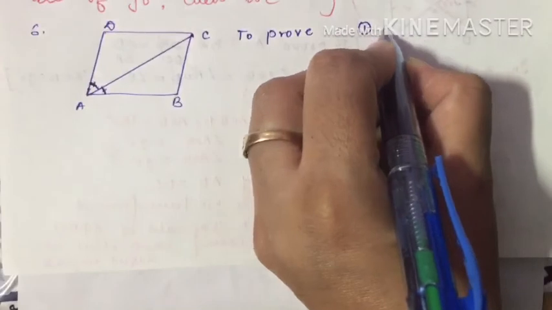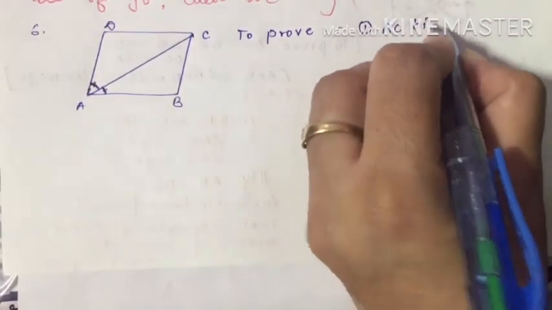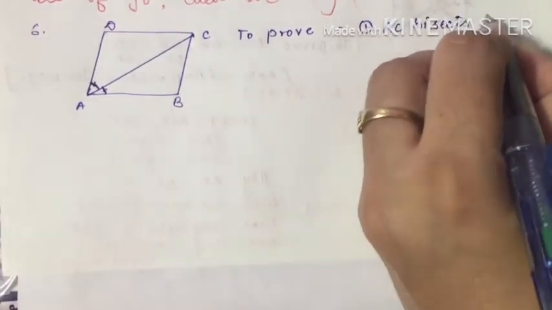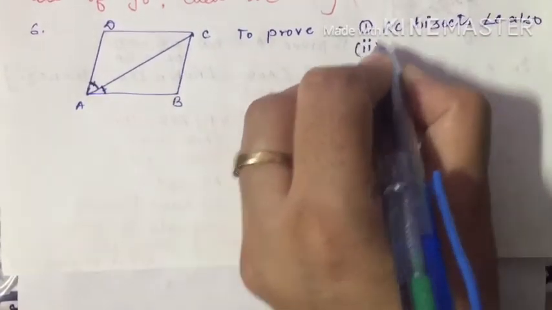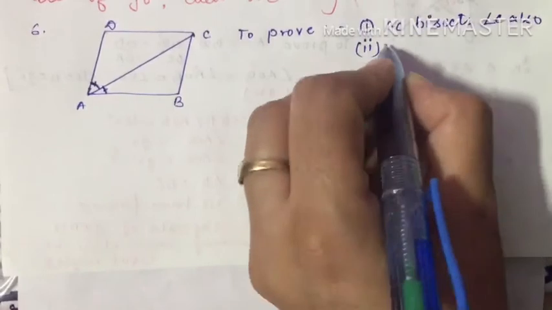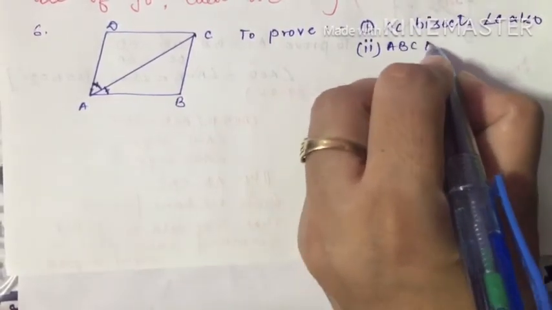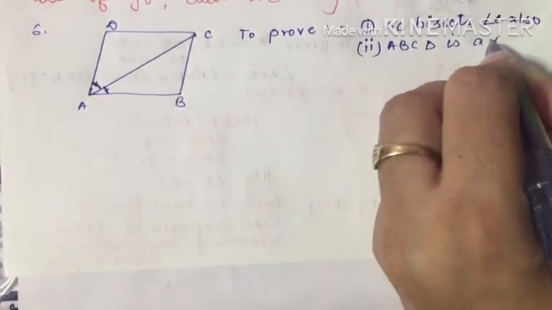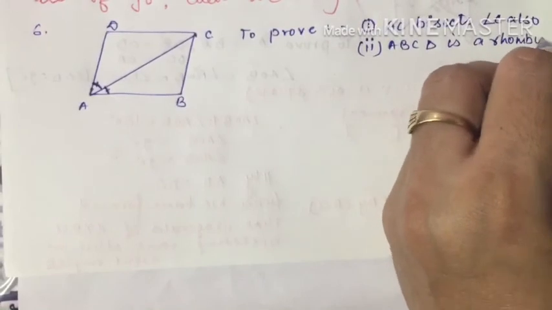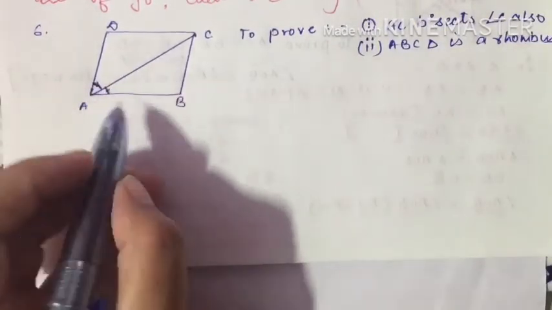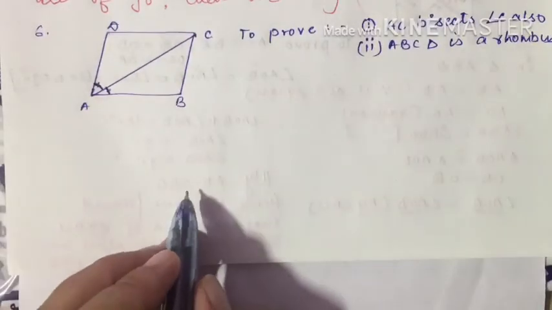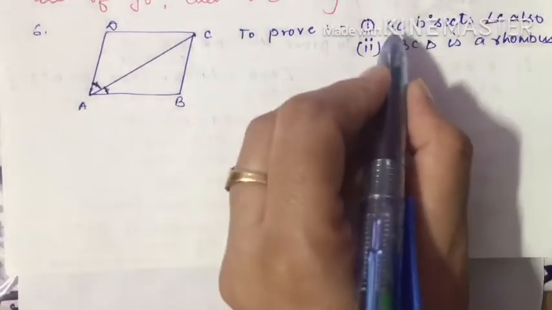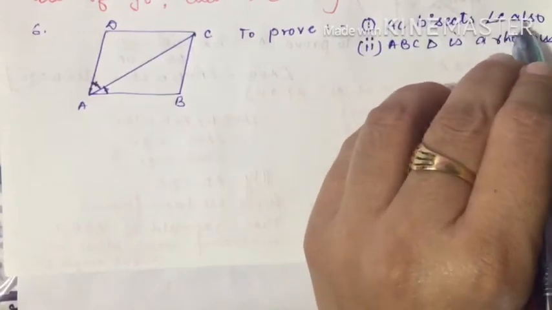First, I have to prove AC bisects angle C also. First part. Second part, I have to prove that ABCD is a rhombus. Rhombus means indirectly they want us to prove all the sides of this parallelogram are equal. Okay, this is a parallelogram. Now AC bisects angle C also.